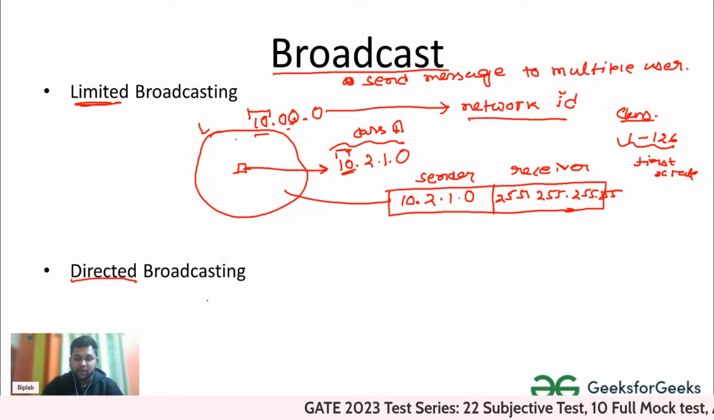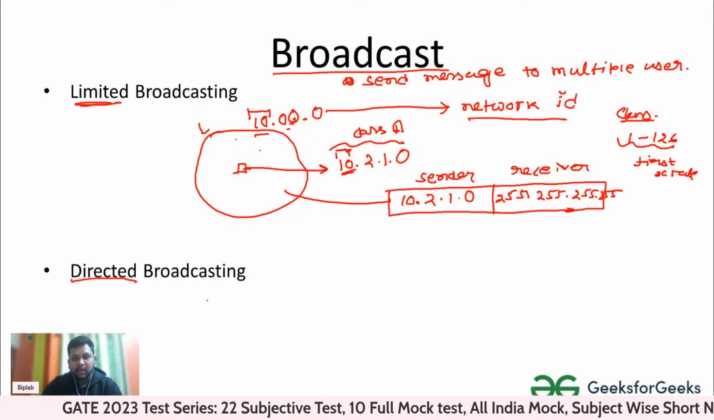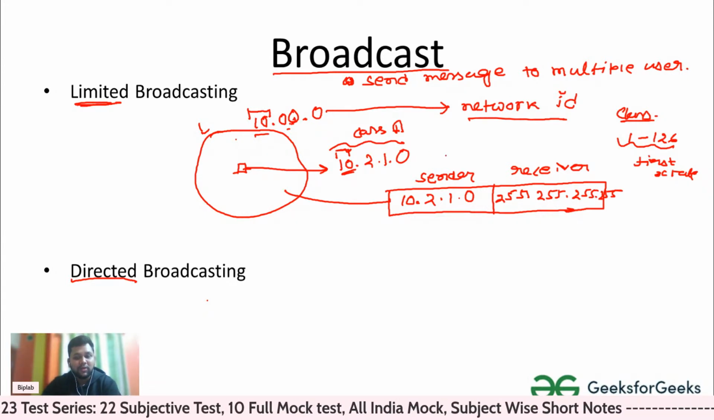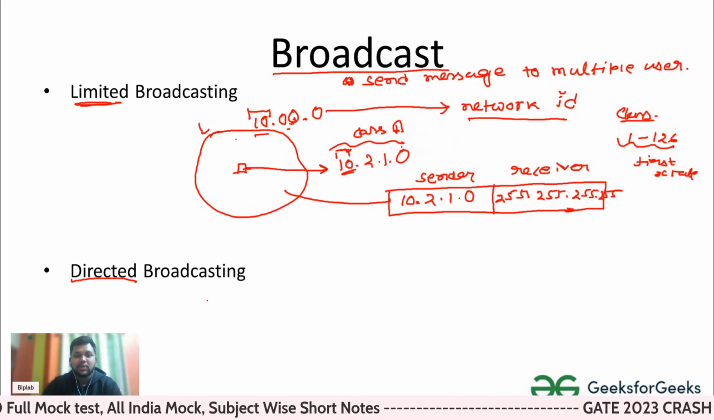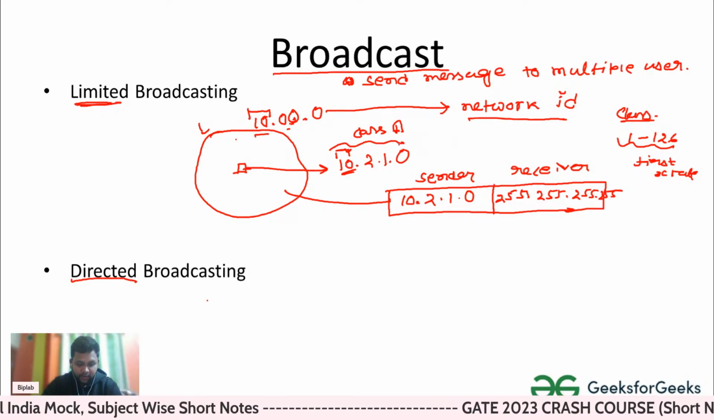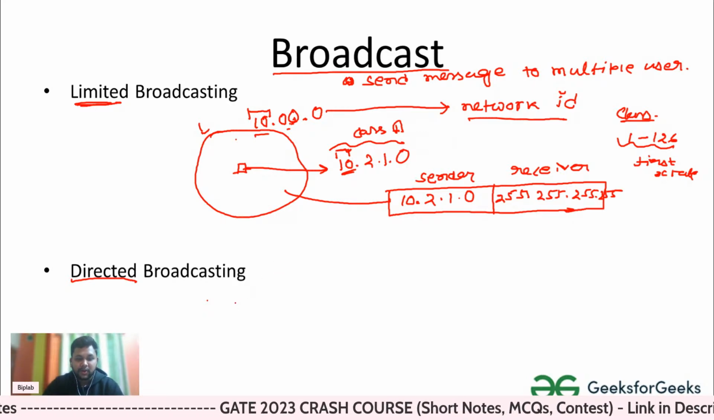So what is our conclusion? That is how you can send data within your network. What will be your sender address? What will you put in your receiver address? And what is network ID? Network ID represents the whole network. Okay, fine. So let's go to directed broadcasting.